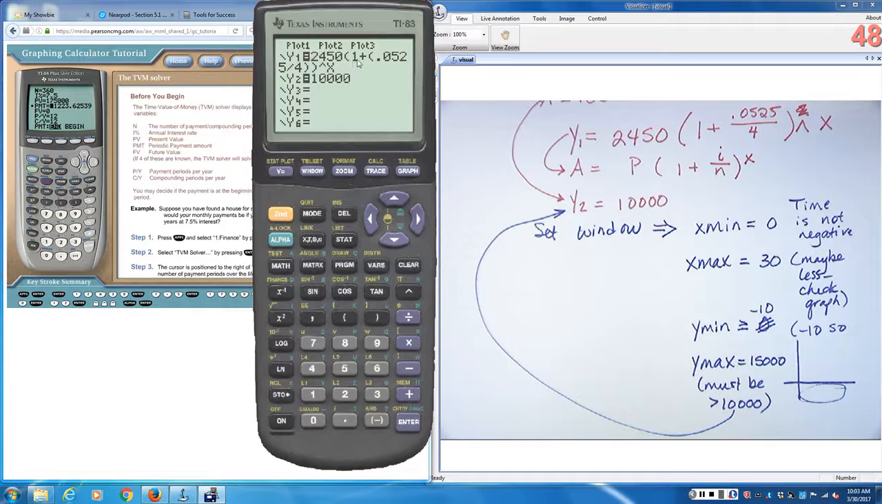$24.50, 1 plus 0.0525 divided by 4 raised to the x power. Oh, I see. I wasn't thinking about it being quarterly. So I'm going to go back, and even if you hadn't realized it that way, what you see here, are those two lines ever going to intersect?